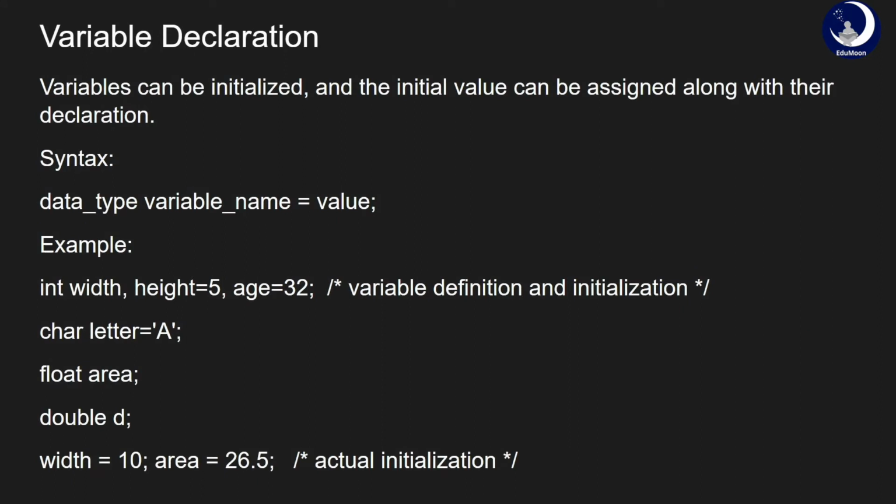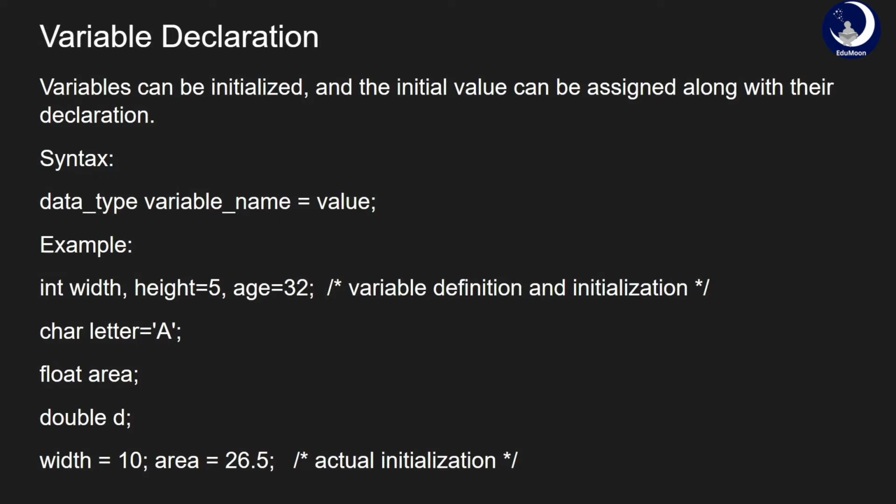Variable declaration. Variables can be initialized and the initial values can be assigned along with their declaration. Now let's look at the syntax. The syntax is quite simple. It is just the data type which is followed by a variable name. This part is called the variable definition. And then assigning a value to the defined variable is known as initialization. So the entire process of both defining and initializing the variable is called declaration.